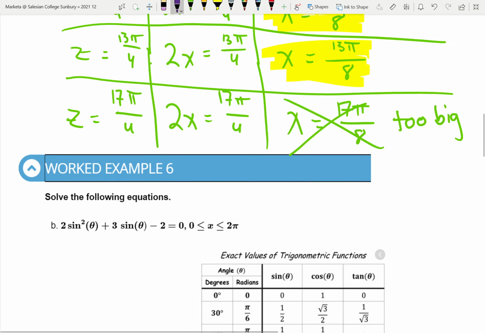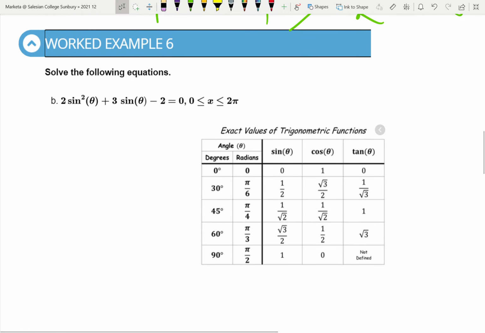Let's move on. So let's see, what have we got here? Solve the following equation. 2 sine squared theta plus 3 sine theta minus 2 equals 0. Okay, so this one is screaming at me that it is a quadratic identity, and indeed it is. So you see these quadratic identities quite regularly throughout Year 12 methods in quite a few different topics. So you've got to really be looking out for them.